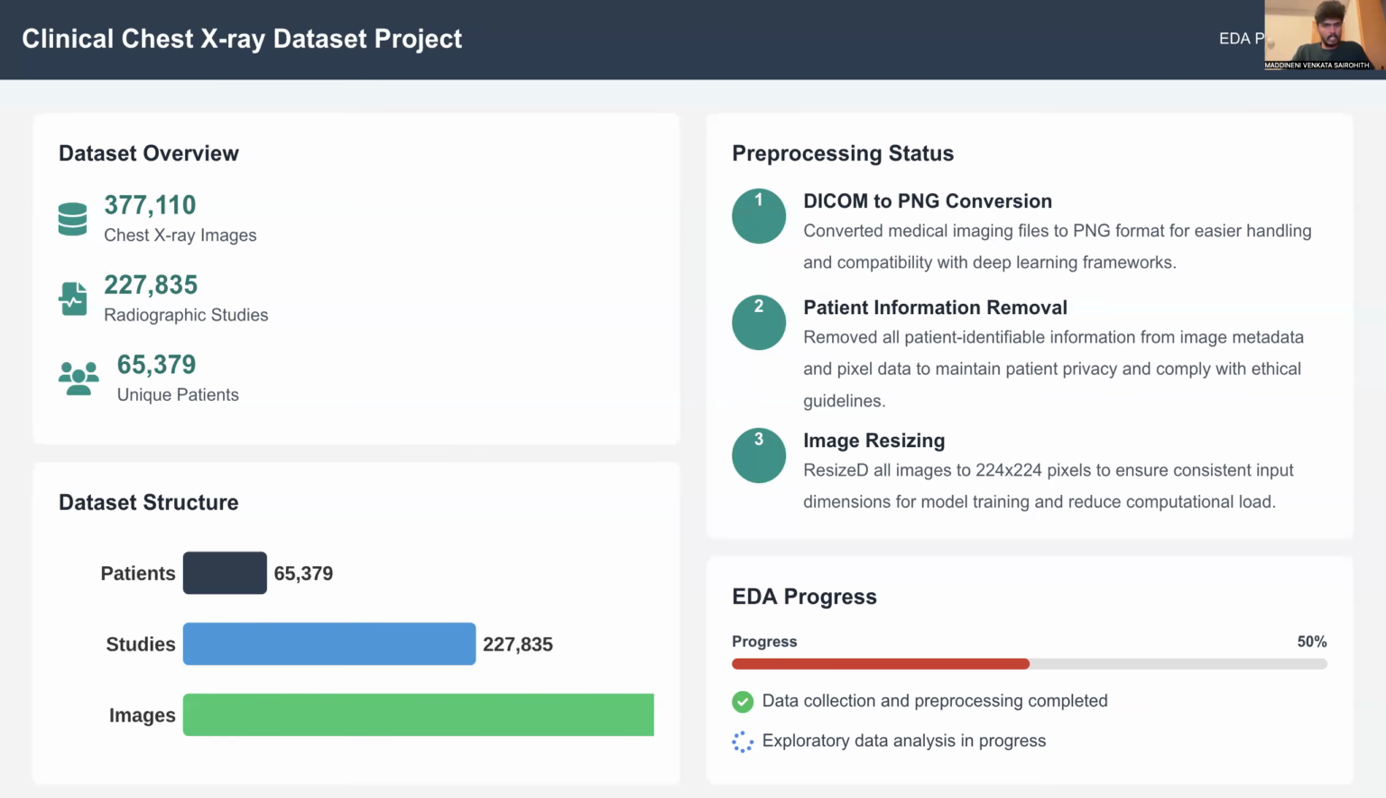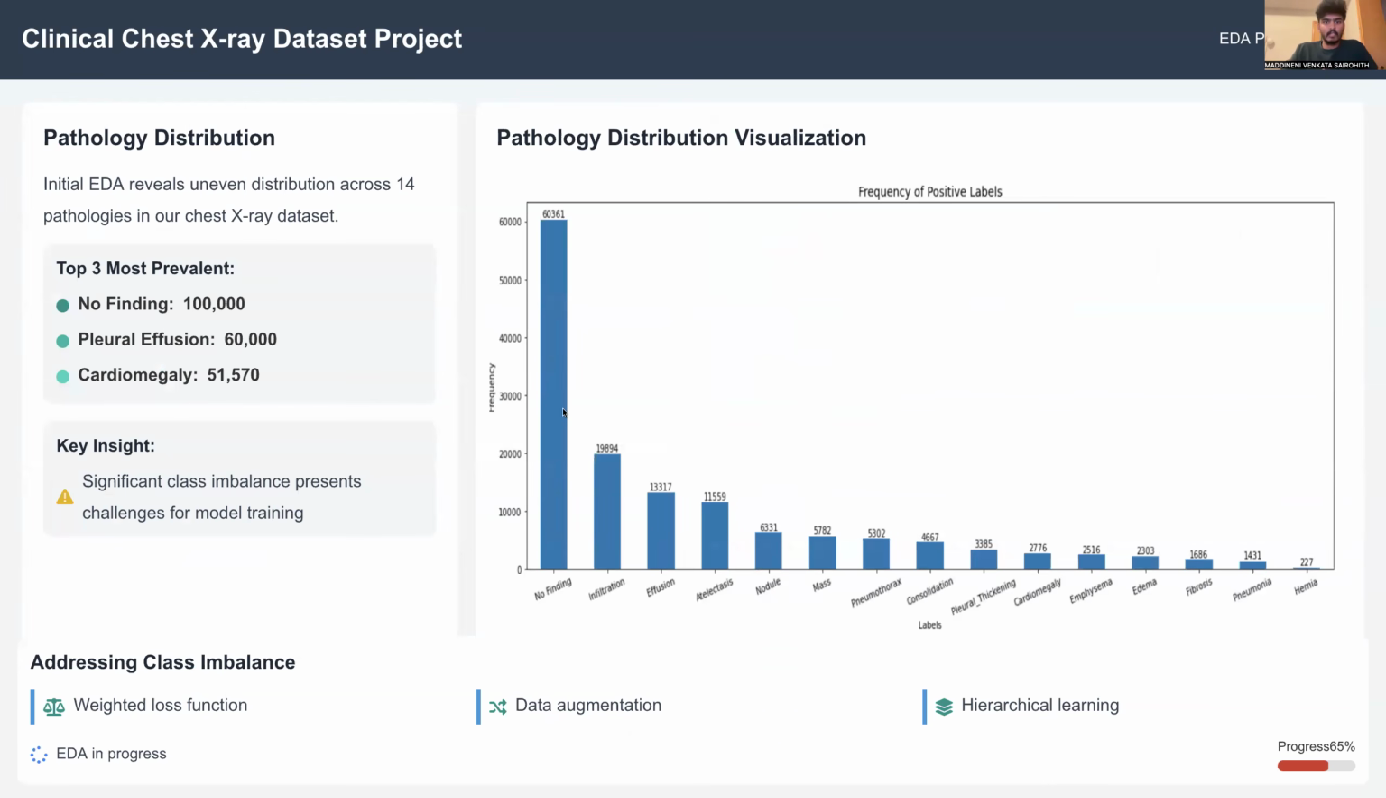So going to the exploratory data analysis of this project, we are in the analysis stage. I looked at how the diseases and patient details are distributed. The most common label is no finding, with over 60,000 no finding images, which shows that the dataset is very imbalanced. Other frequent conditions include infiltration, effusion, atelectasis, nodule, mass, etc. Some diseases also often appear together in the same X-ray.